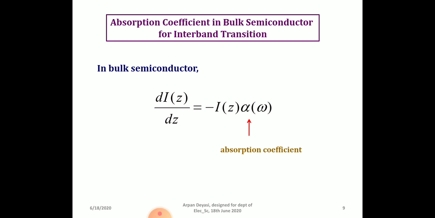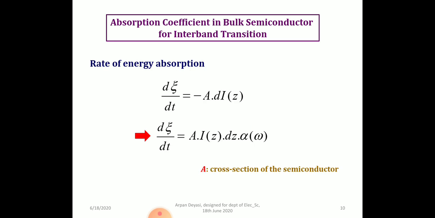Now I have written again the same equation at first, that is dI/dz equals minus I times alpha. Naturally, negative means, as you know, that in a solid material if an electromagnetic wave propagates, it will die down. So the negative sign is nothing but that indication. And what is alpha? Alpha is the absorption coefficient, everybody knows it.